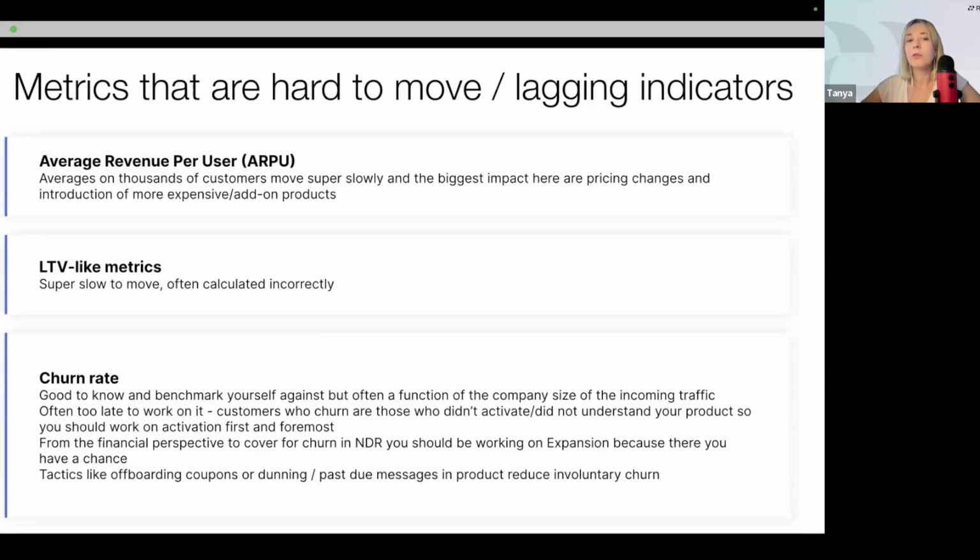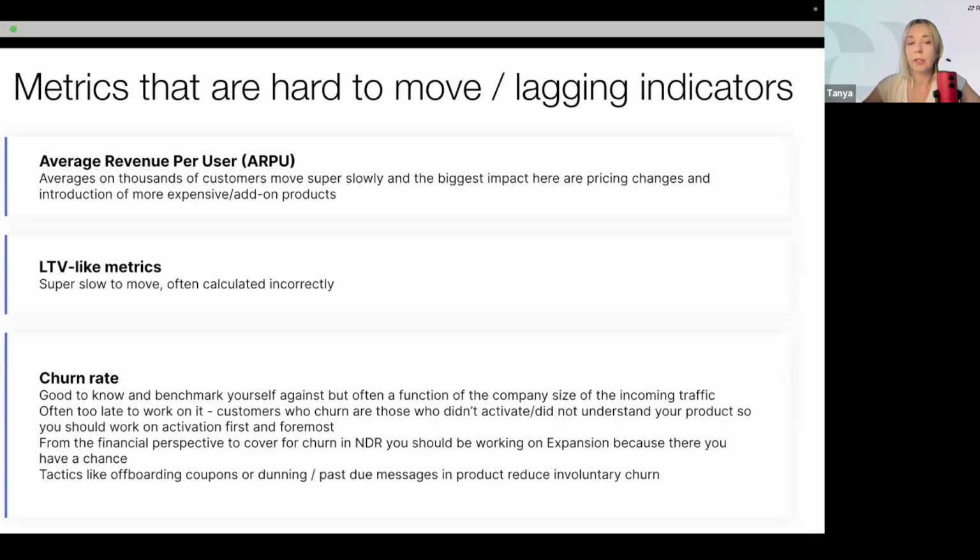Churn rate is good to know and benchmark yourself against, but often churn is a function of the incoming traffic quality. If you have a lot of B2C traffic or prosumer traffic, then the churn will be high anyway. Often it's too late to work on the customers who are already going to churn, because the customers who churn are those who did not activate, did not understand your product in the first place. So again, you should work on activation first and foremost.